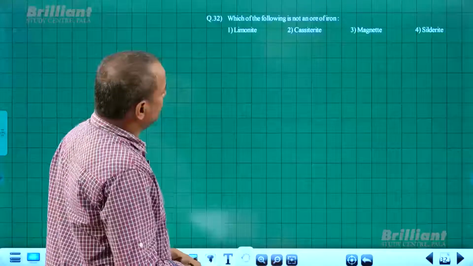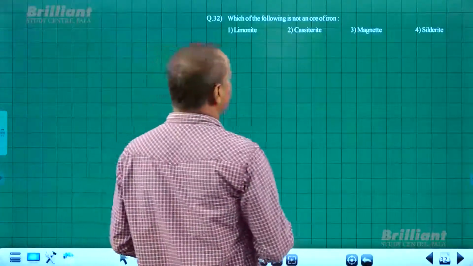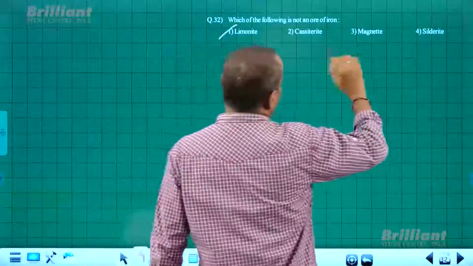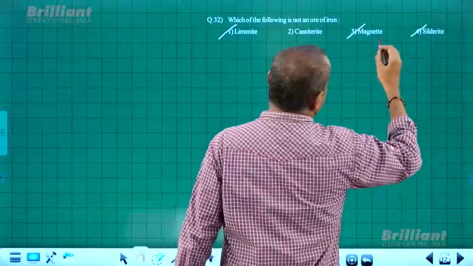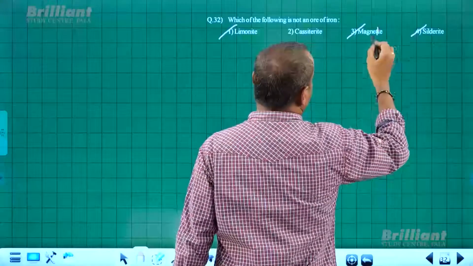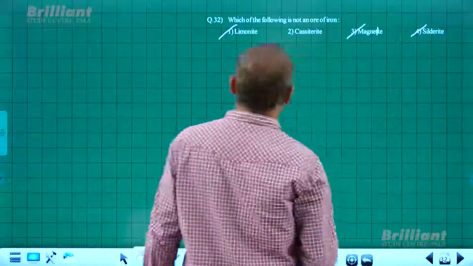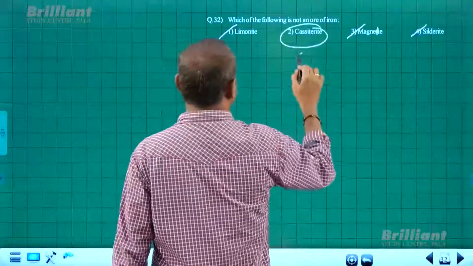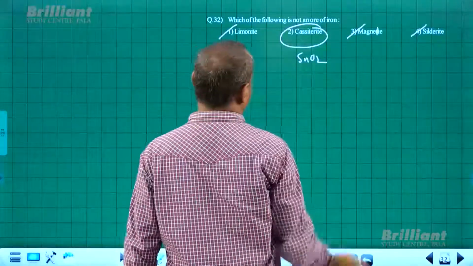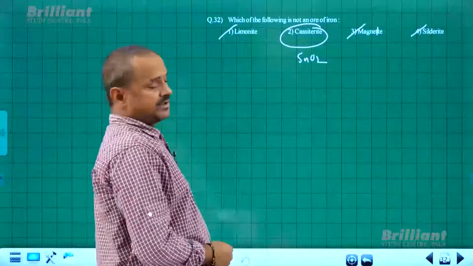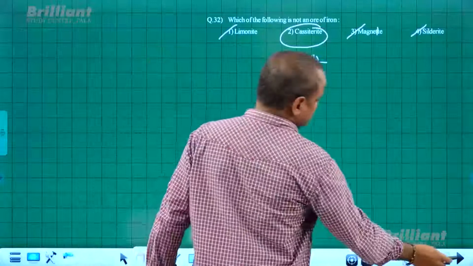Which is not an ore of iron? Limonite, correct, iron ore. Magnetite, Siderite, correct. Cassiterite is nothing but SnO2, so it is not an ore of iron.